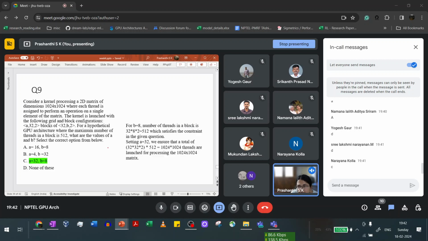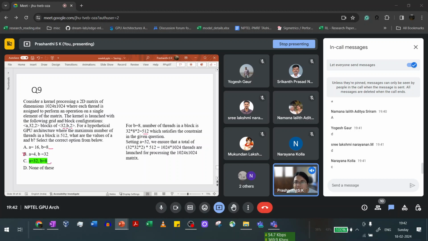Okay, let's take a look. It is C. So first, let's start with this constraint of 512, right? It says the number of threads per block should be less than or equal to 512. So 32 into B into 2 is 512. Then you will see that 8 is the maximum value that you can have to satisfy this 512 constraint, which rules out B, and A and C are possible contenders.